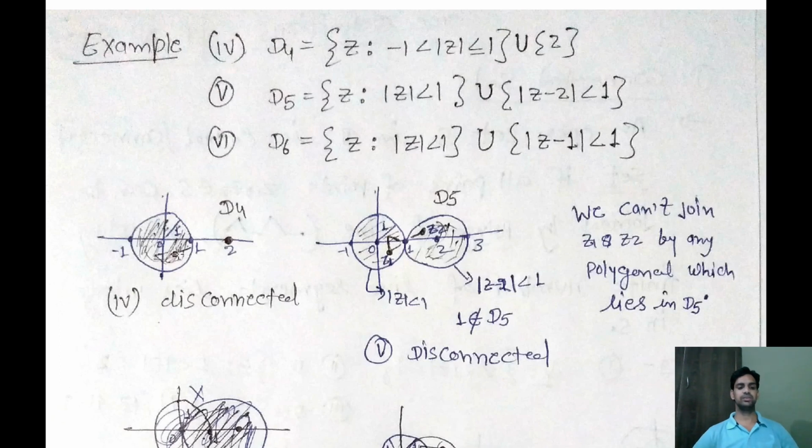If I join both points by a polygon line or line segment, it does not lie entirely in the given set. So according to the definition, this is a disconnected set.